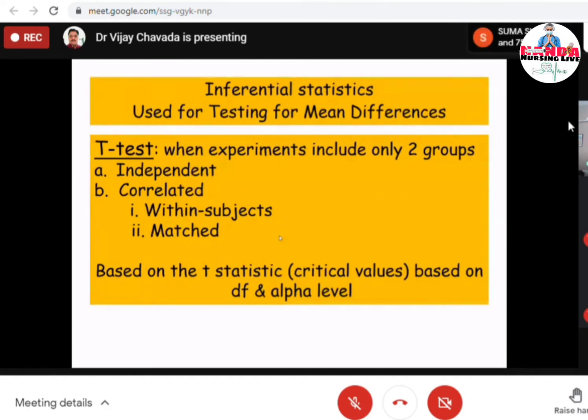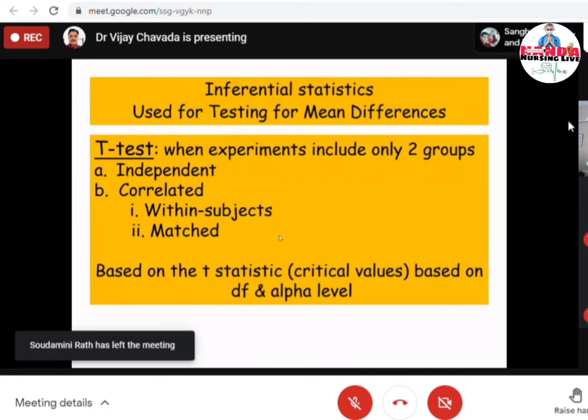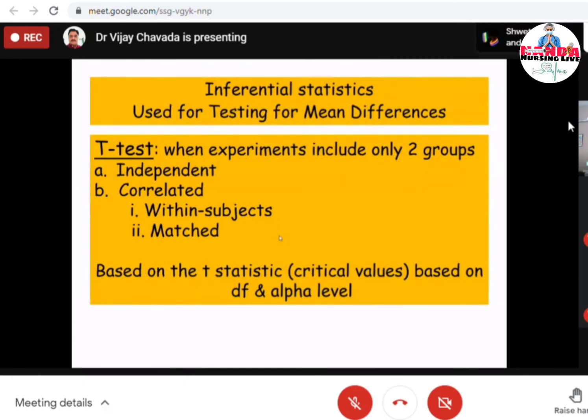The t-test includes only two groups, independent or correlated. Correlated means within subjects. Based on the t-statistic, we either reject or accept the null hypothesis, using the p-value obtained from the calculated statistic.